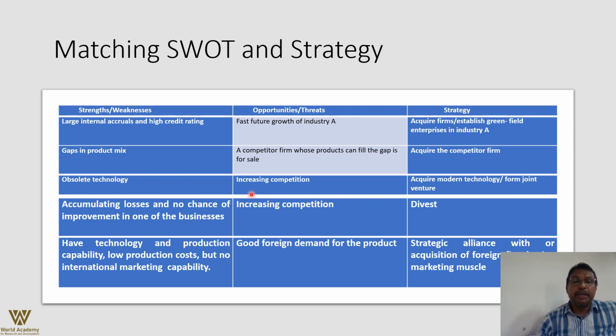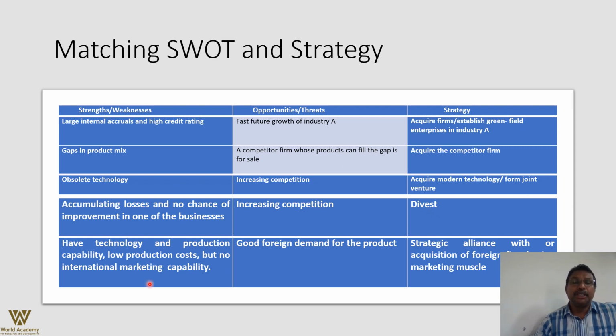What happens? Accumulated loss and no chance of improvement in the business is something which is wrong with your balance sheet. Huge debt, not a profitable business altogether. The threats are that there is increasing competition. People are cutting into the market. In this case, sell off the business, divest it.